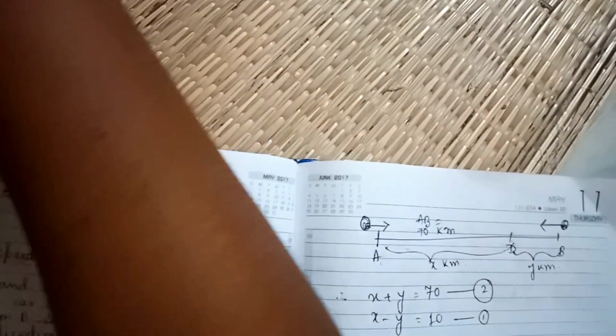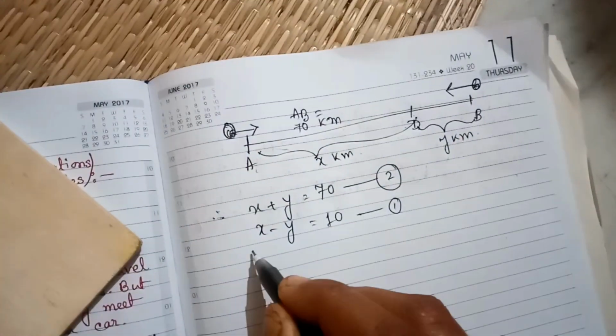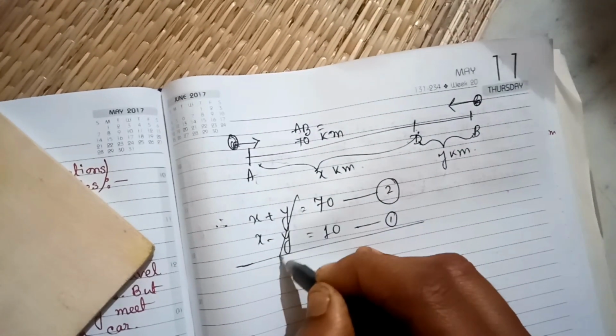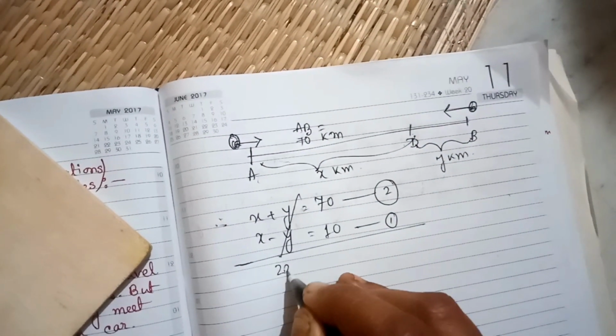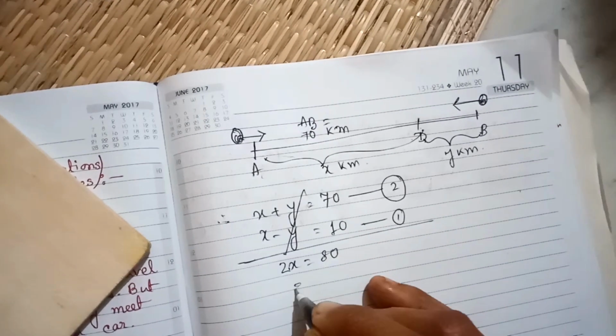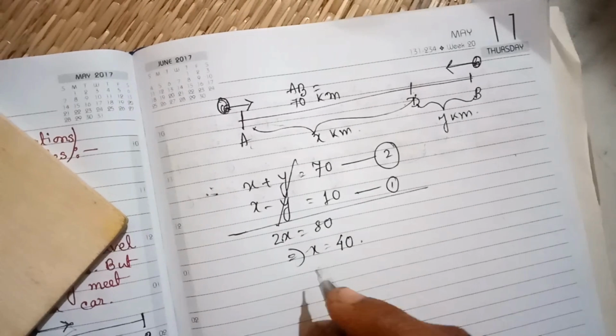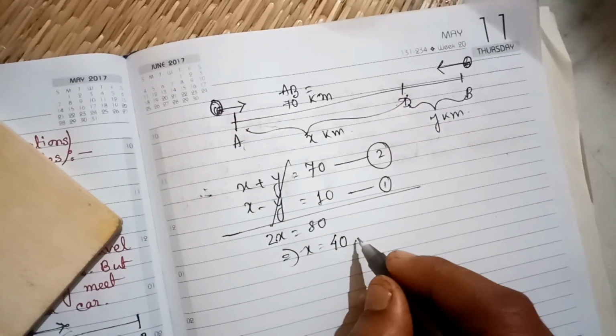So we will solve it. These two will be cancelled out. 2x will be 80. x is equal to 40. x equals 40 we have got.